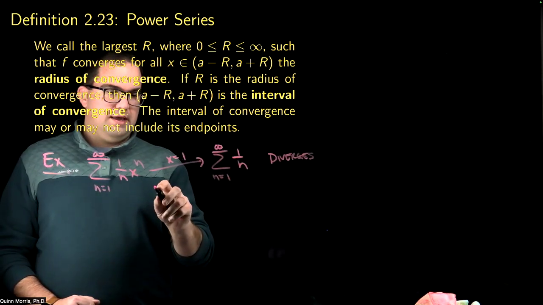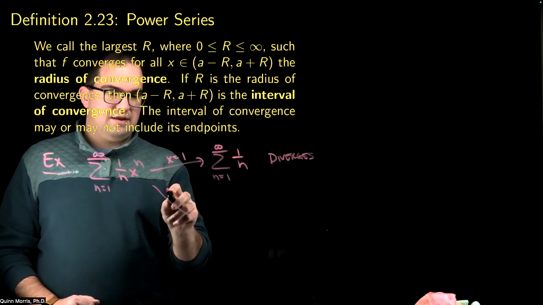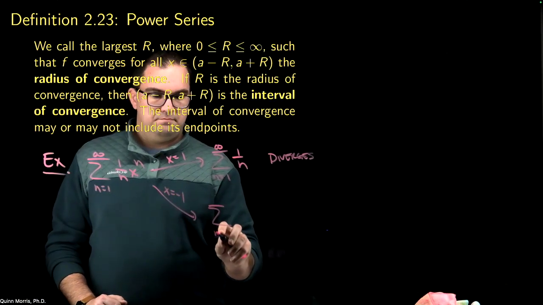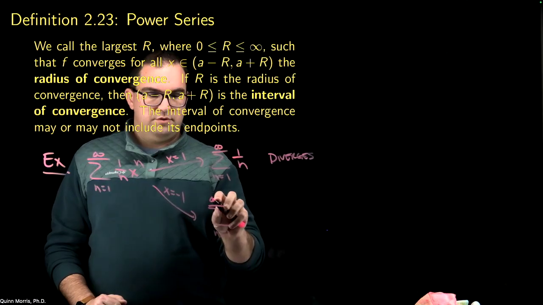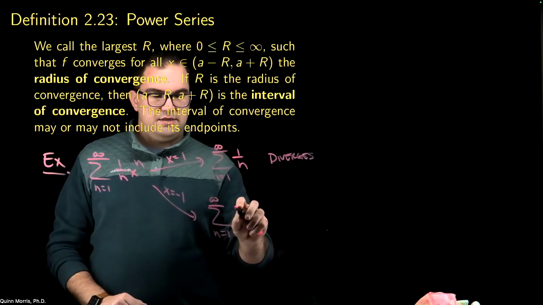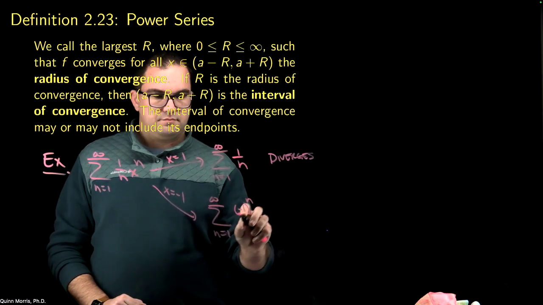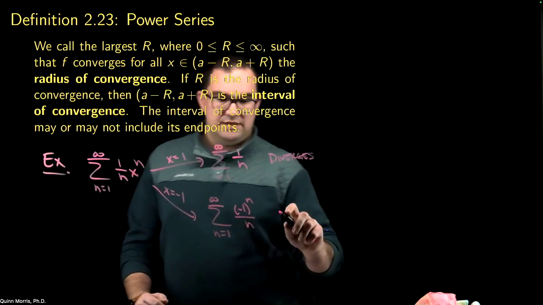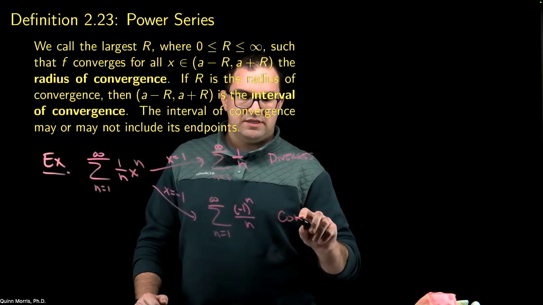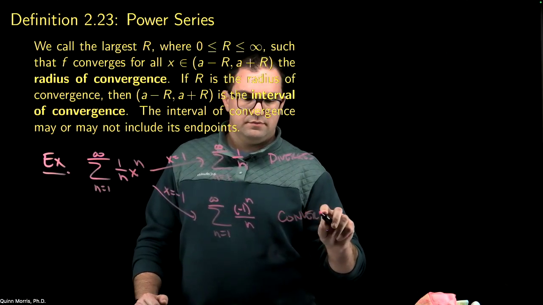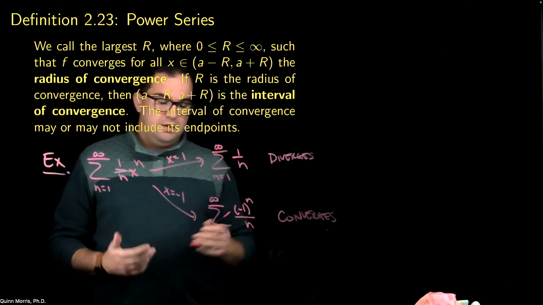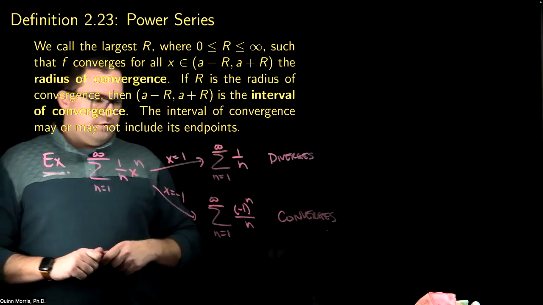If I were to plug in, say, -1, I would get the sum n equals 1 to infinity of (-1) to the n over n. This is the alternating harmonic series. By the alternating series test, this converges. Okay. And now I could plug in other x values, right?